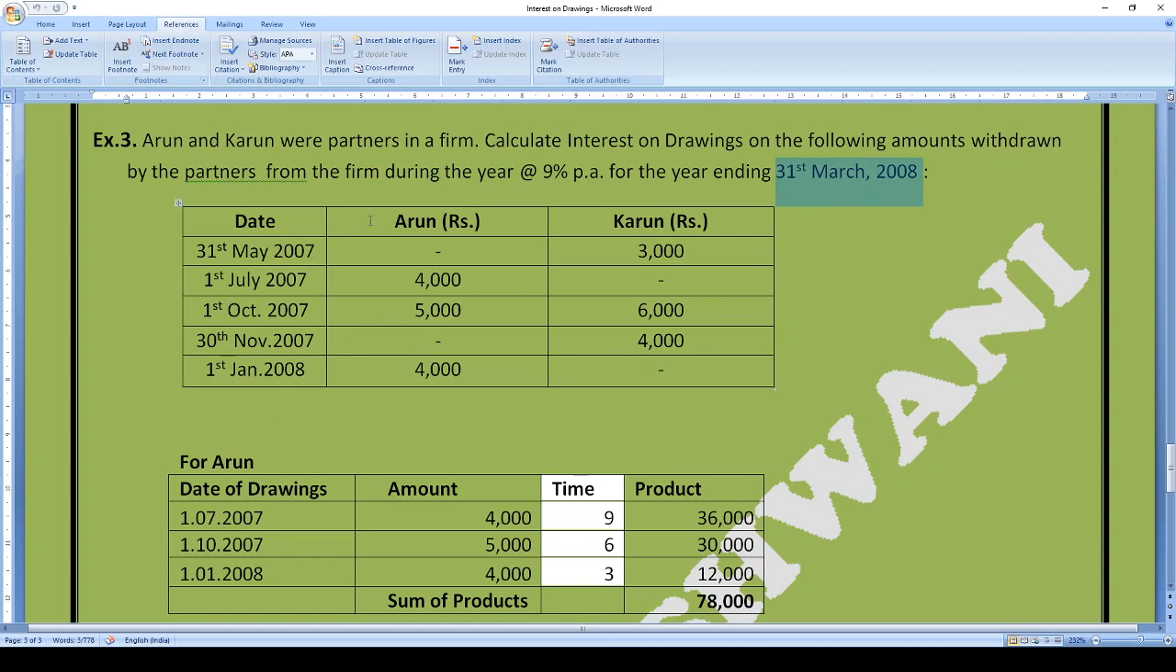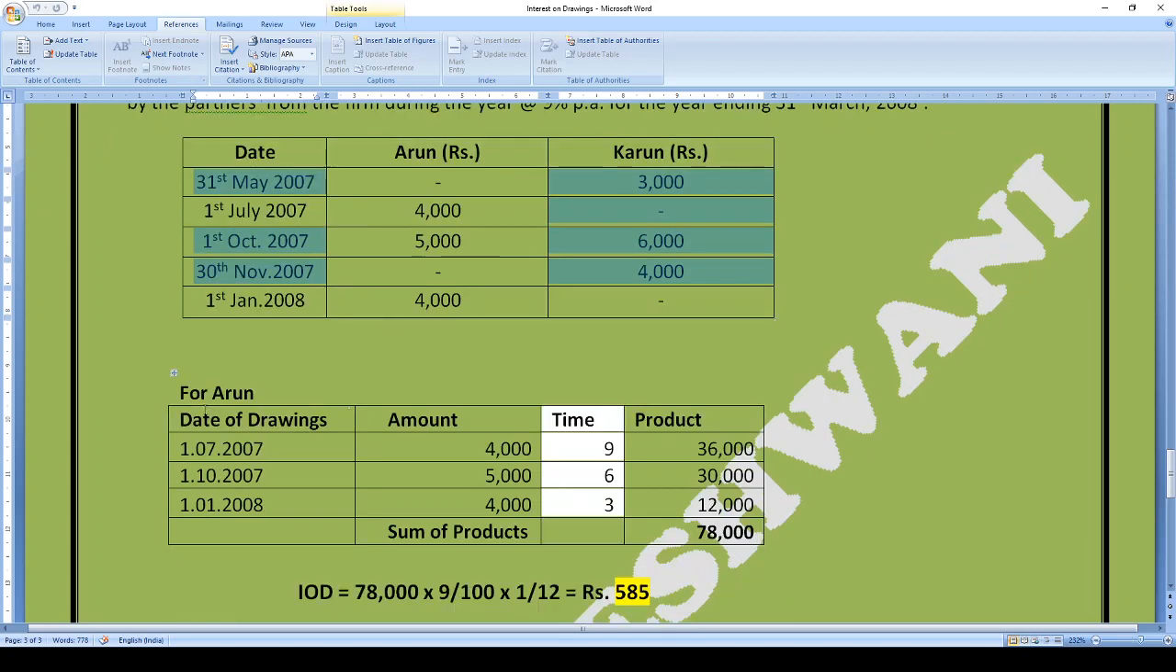So what we have done, there are 3 different drawings of Arun. These are 4,000, 5,000 and 4,000, and these have been made on different dates. These are the dates of drawing of Arun. He withdrew these amounts on the following dates, that is 1st July, 1st October and 1st January, right? So you have to make the calculations separately for both the partners Arun and Karun. So let us start with the calculation of Arun.